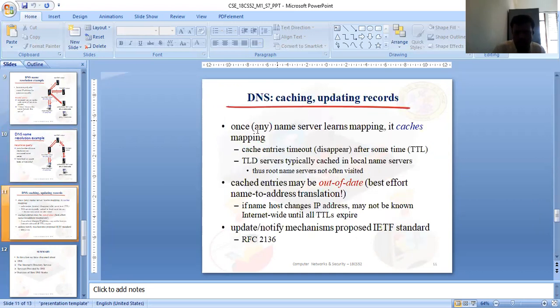Here is DNS caching and updating the records. Once a name server learns a mapping, it caches the mapping. Cache entries time out and disappear after some time, the TTL or time to live. TLD servers are typically cached in local name servers, so root name servers are not often visited. Cached entries may be out of date, as it is best-effort name-to-address translation. If a named host changes its IP address, it may not be known Internet-wide until all TTLs expire. Update and notify mechanisms are proposed in IETF standard RFC 2136. So this is caching and updating the records.